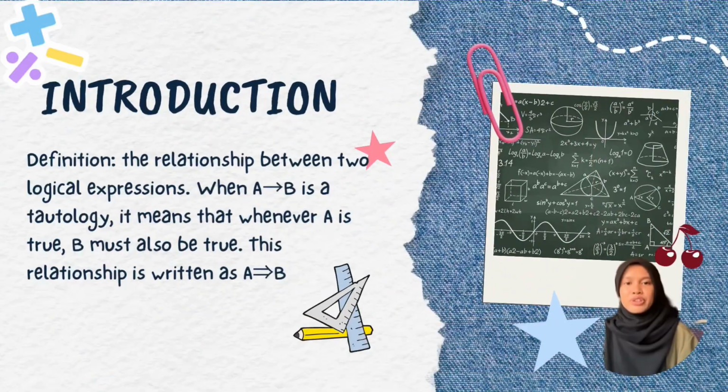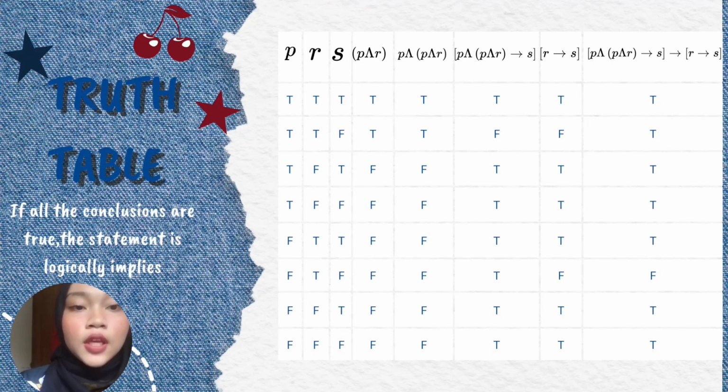First, I will start with the introduction of logical implication. Logical implication shows the relationship between two logical expressions. When A implies B is a tautology, it means that whenever A is true, B must also be true. This relationship is written as A logically implies B. A truth table is used to prove the conclusion is a tautology, and it is then said to be logically implied. If all the conclusions are true, the statement is logically implied.